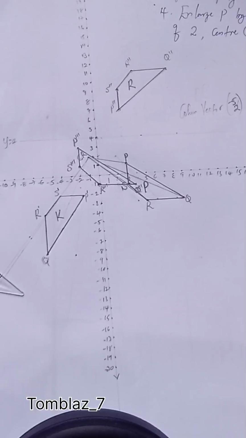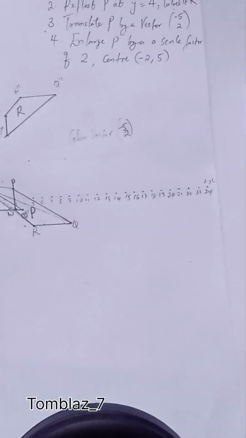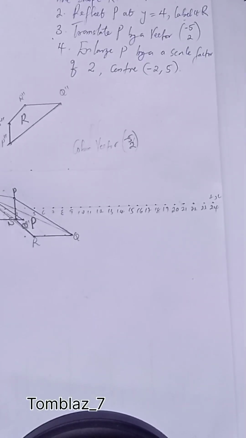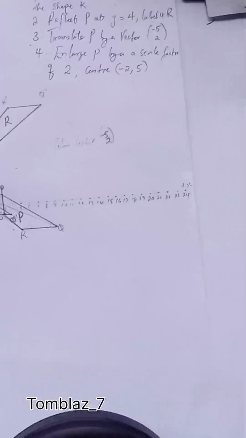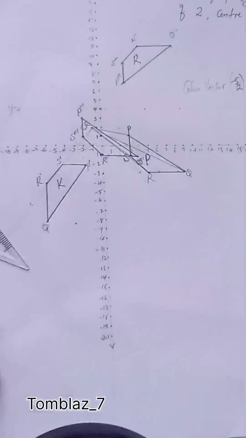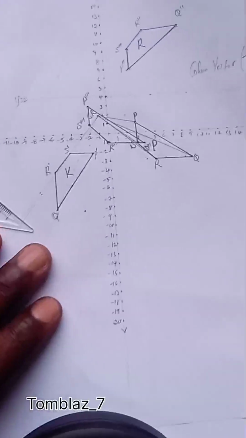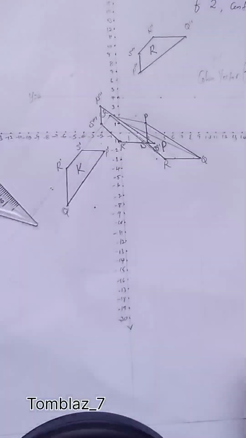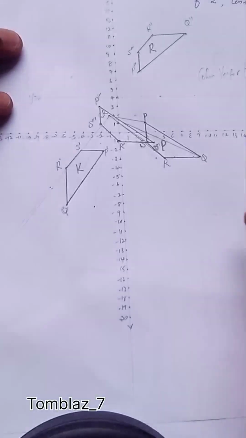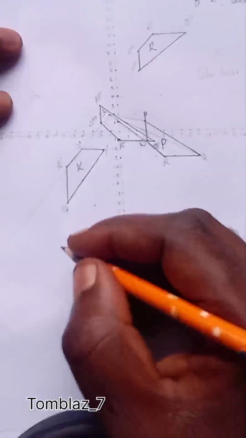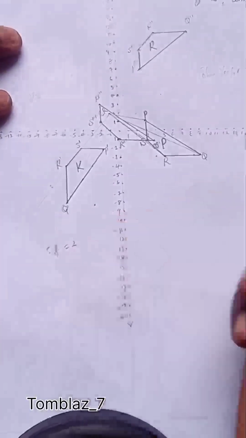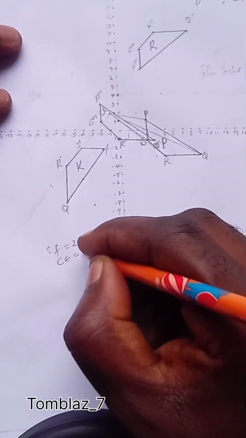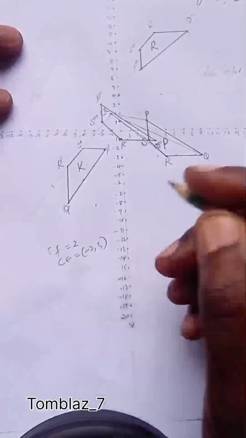Okay, the next or the last question said we should enlarge p by a scale factor of 2 with a center minus 2 and 5. So we're going to do that enlargement now. Okay, so let's look at the question very well. So we are enlarging, right? And the scale factor for enlargement is 2. And then they gave us center of enlargement, CE, as minus 2, 5.